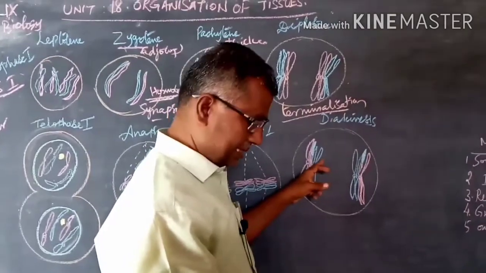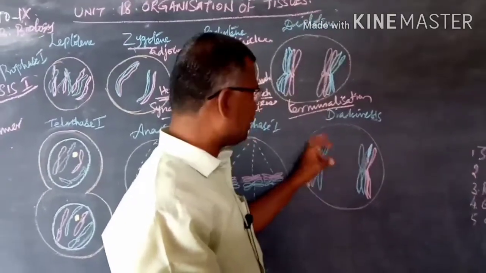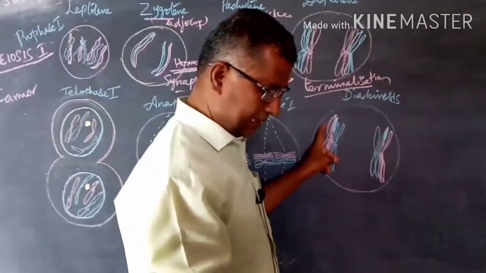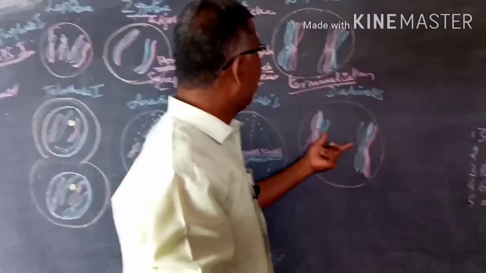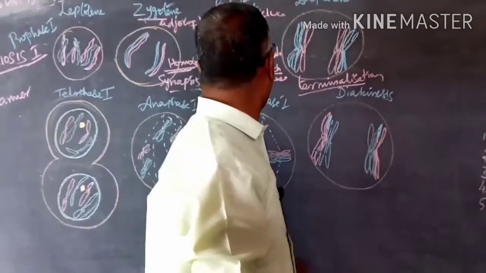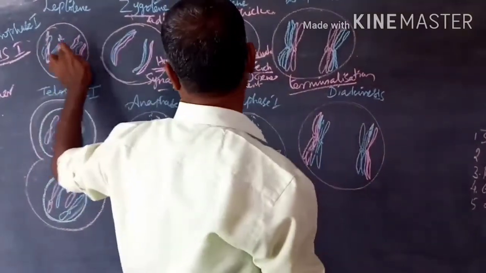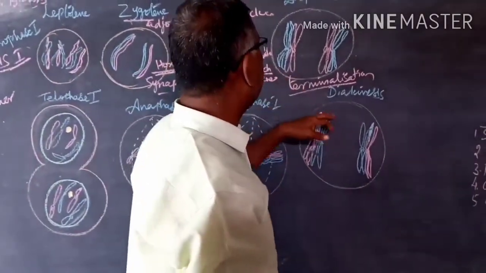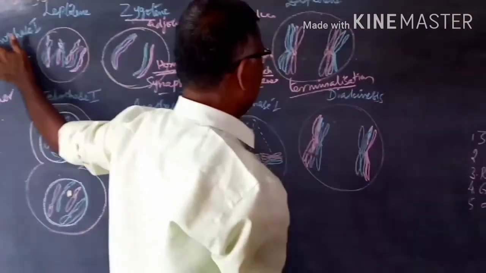Then diakinesis. The paired chromosomes are shortened and thickened. The nuclear membrane and nucleolus begin to disappear. Spindle fibers make their appearance. So these are the stages we have met in prophase 1.